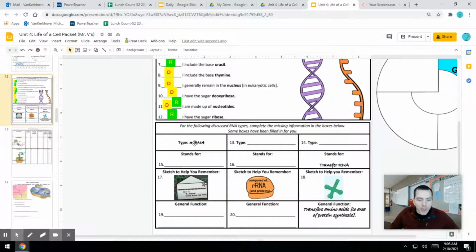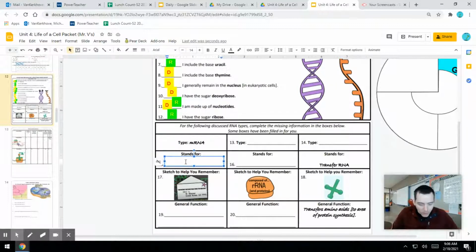Well, this one is mRNA, which stands for messenger RNA. We have rRNA, which stands for ribosomal, make ribosomes. And we have tRNA, which stands for transfer RNA. And so mRNA is kind of like a letter, and its function is to take the message to the ribosome.